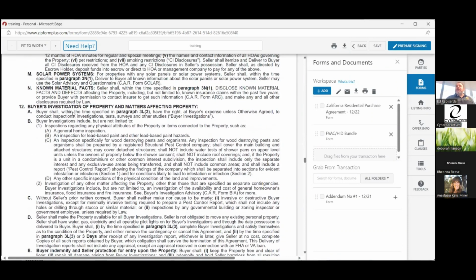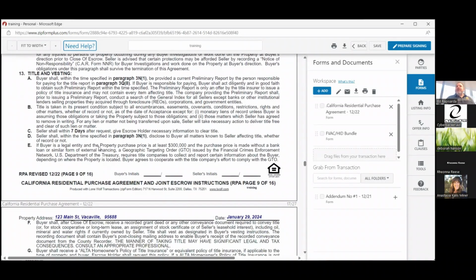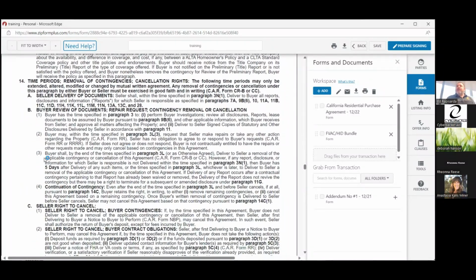Paragraph 12 is another key paragraph, buyer's investigation of the property. 13, title investing is for our escrow officers and title. Paragraph 14, I would get to know this paragraph, read it in depth, right? Paragraph 14 talks about the investigation, the time periods, the removal of contingencies, and cancellation, right? So how do we cancel the agreement?